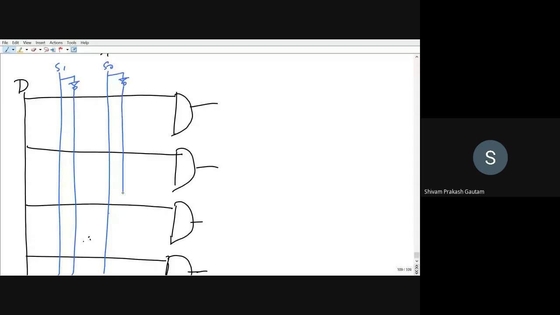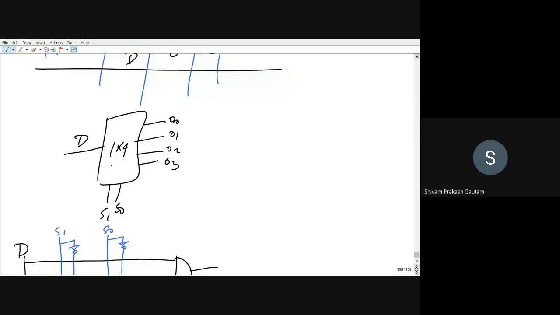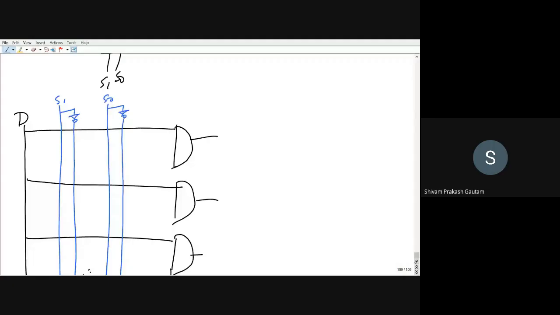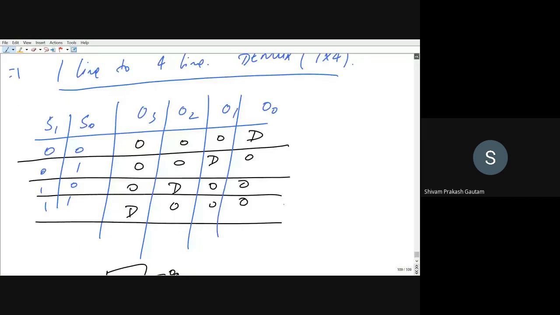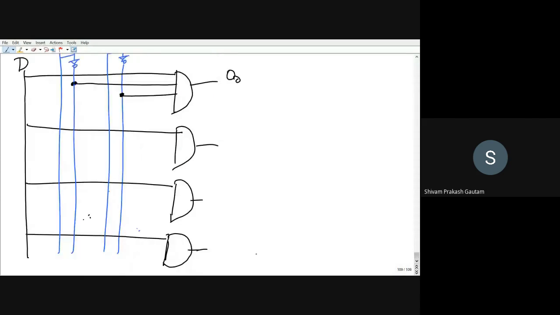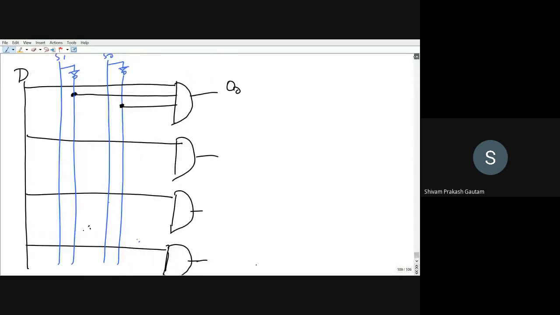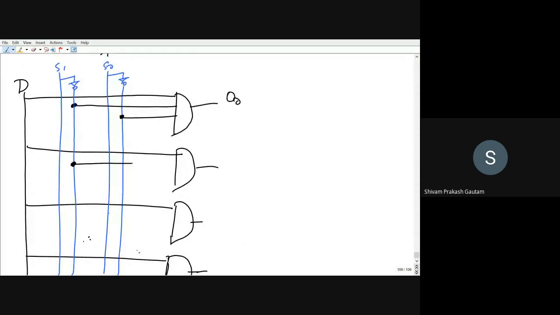For the first case, just check. In the first case, S1 is 0 and S0 is 0. That is, NOT S1 is 1, so that is this. Let me use the black pen. So this is where S1 is 0 and S0 is 0. So we will be getting the output as O0. Second case, S1 is 0, S0 is 1. So NOT S1 is used, that means this, and S0 is 1. So here we will be getting O1.